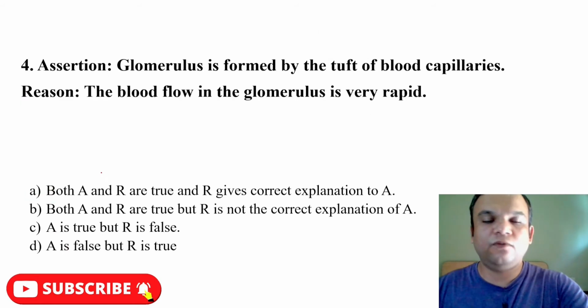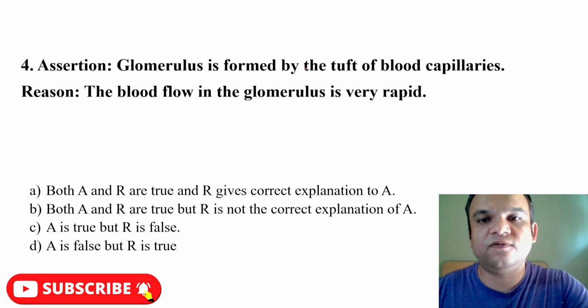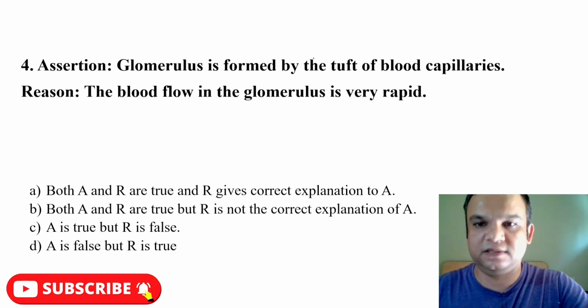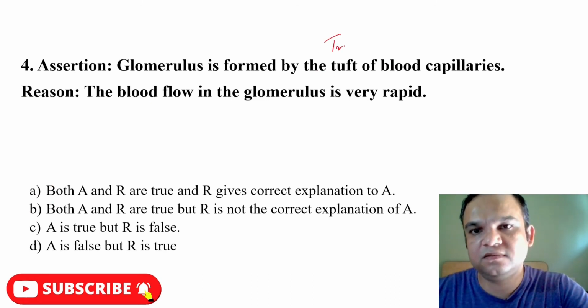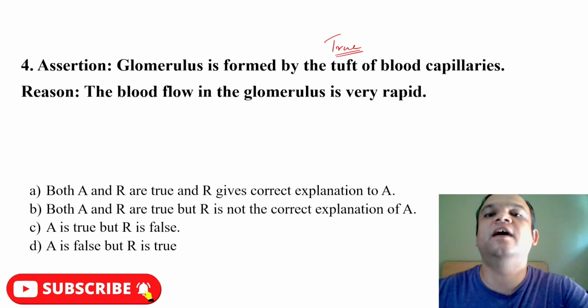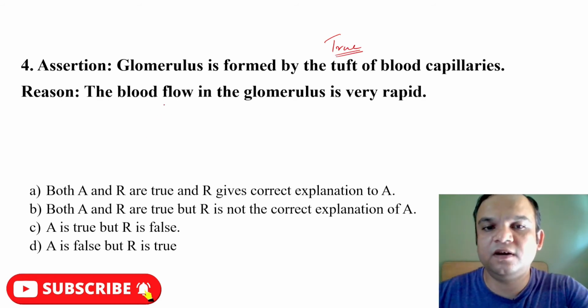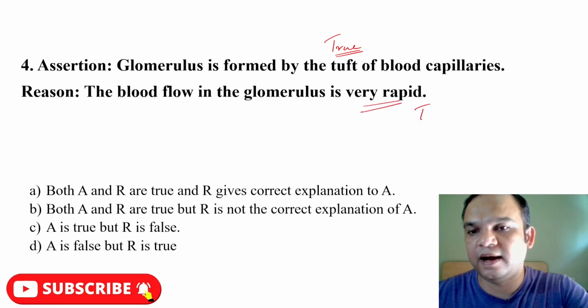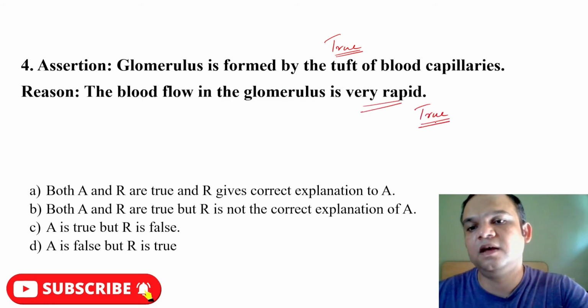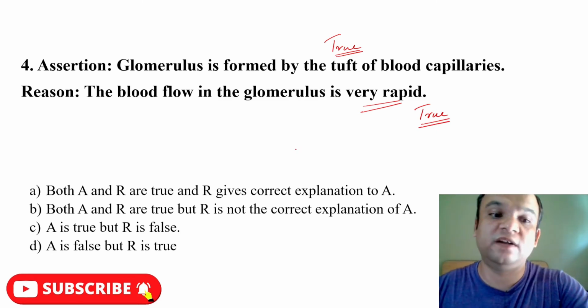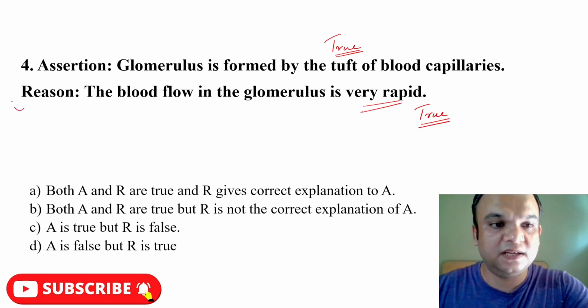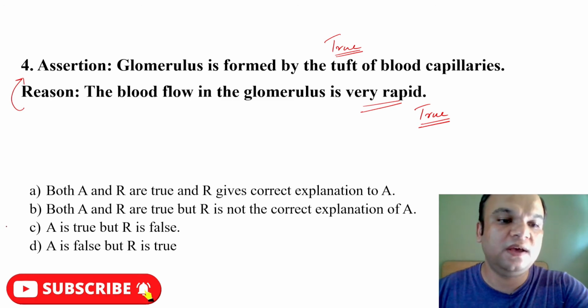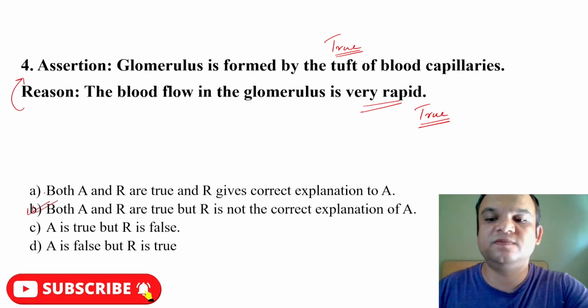Fourth question says that glomerulus is formed by the tuft of blood capillaries. So glomerulus is definitely formed by the blood capillaries. Reason states that the blood flow in the glomerulus is very rapid. Okay, a high pressure blood flow happens in the glomerulus. It is also a very true statement, but reason is not giving any explanation to A, that is assertion, and that is why option B will be the correct answer for this particular question.